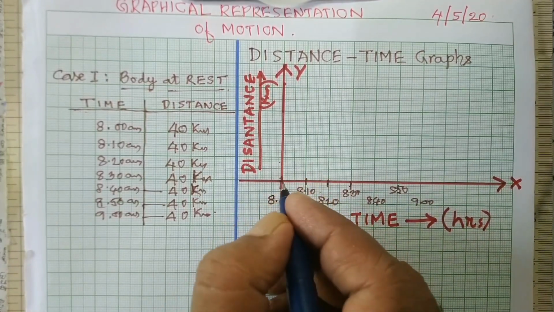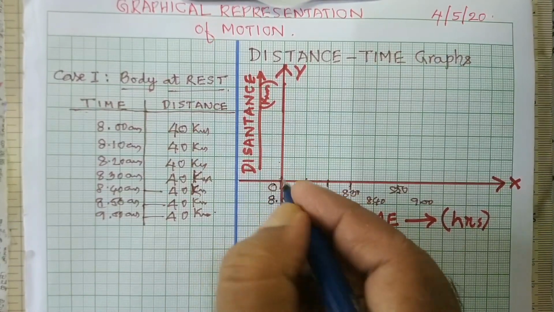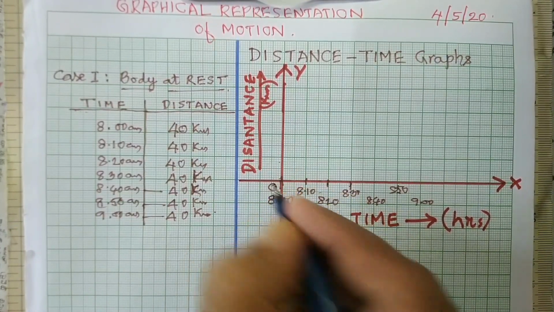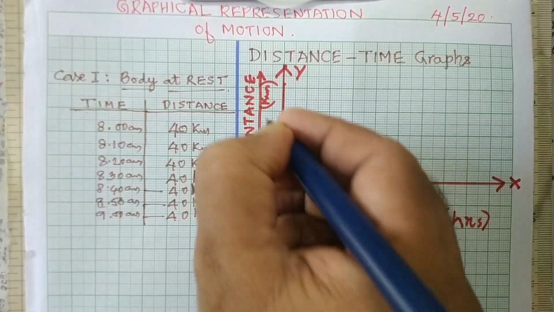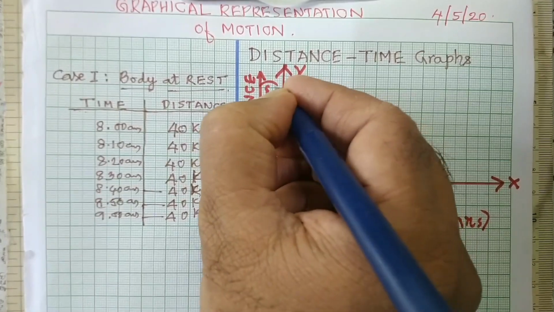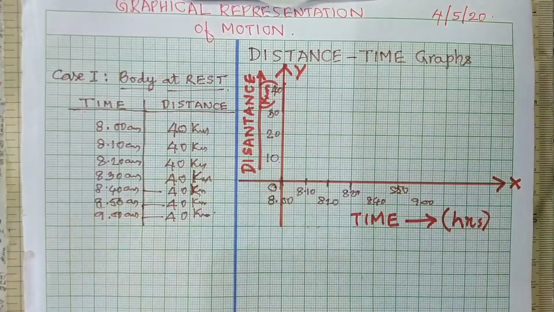Now here, this is the origin O. From here I am taking 0 kilometer, 10 kilometer, 20 kilometer, 30 kilometer, 40 kilometer. You see, 40 kilometer is coming over here.